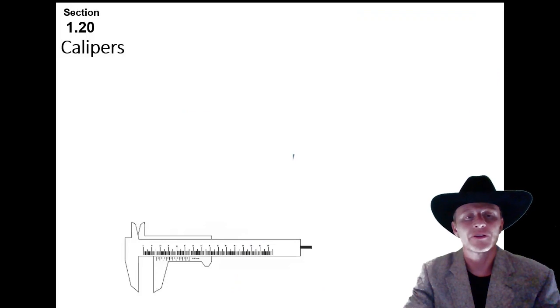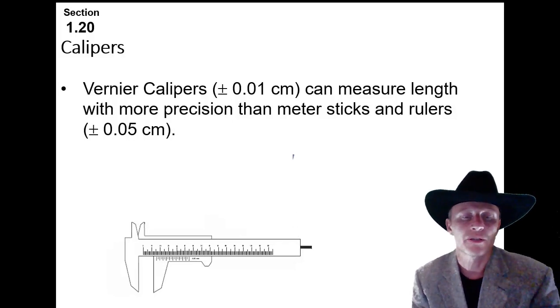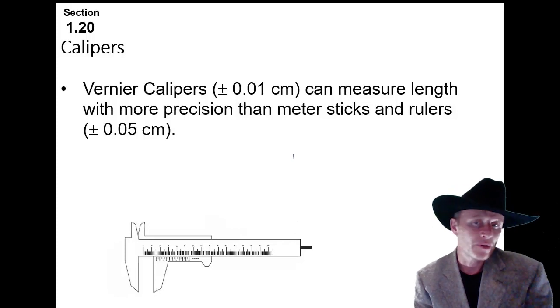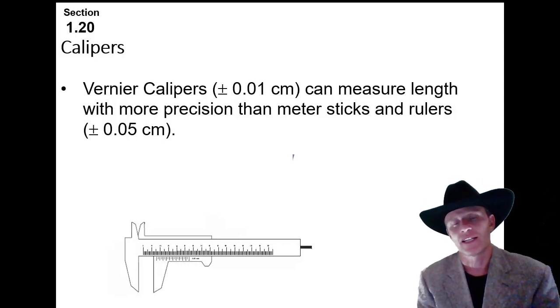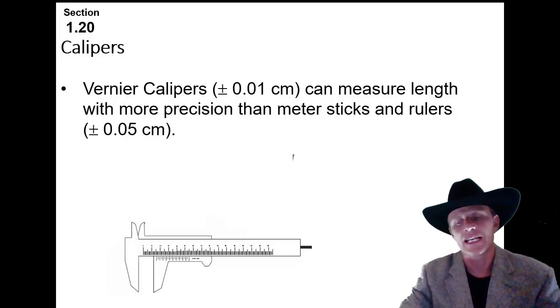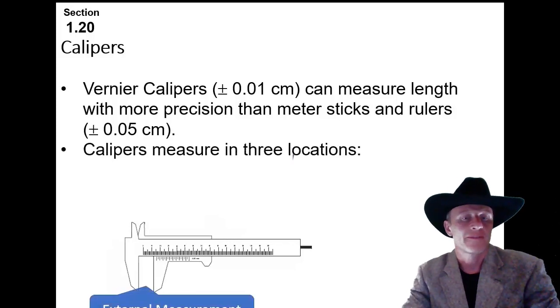Now, using vernier calipers, the precision is a little bit better than meter sticks and rulers. Meter sticks and rulers are plus or minus 0.05. Vernier calipers are actually plus or minus 0.01 centimeter. And we get that because it tells us, we don't have to guess, it tells us what that last digit is. Now there are 3 locations to measure with a vernier caliper.